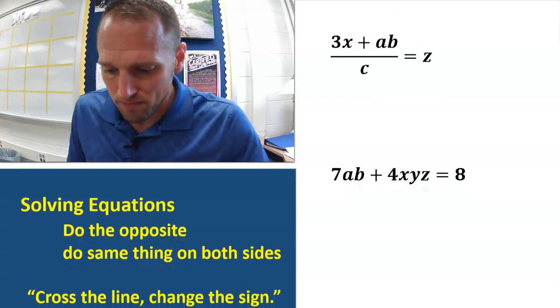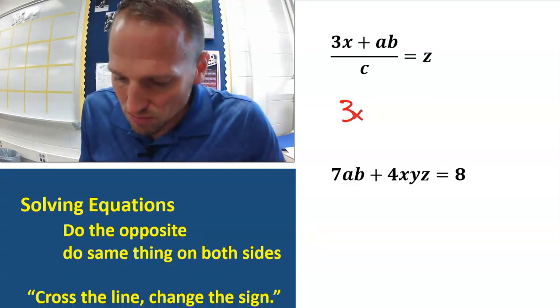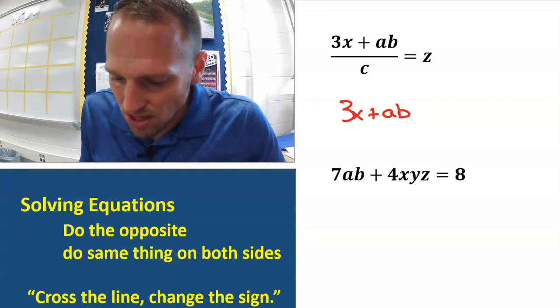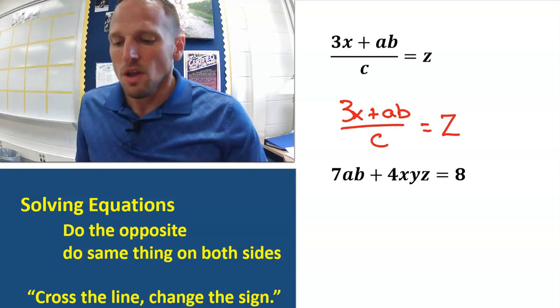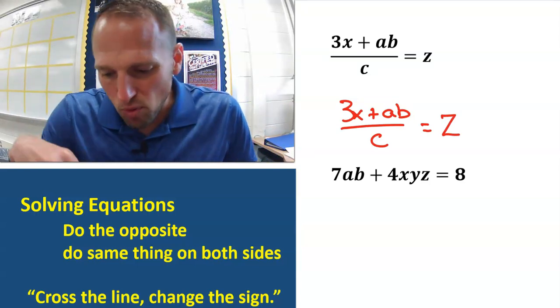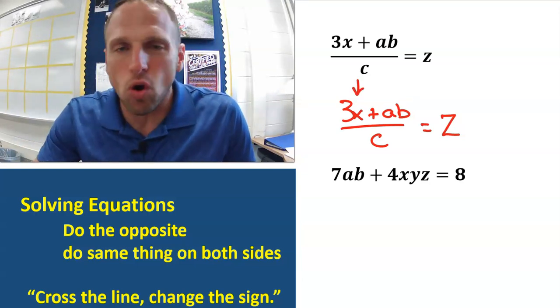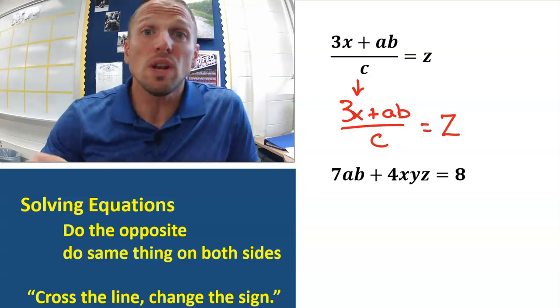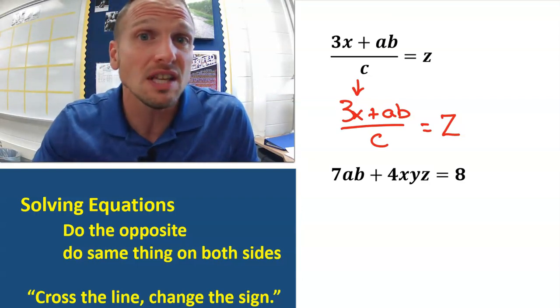Let's do 2 more. While we're at it, these are so easy. 3x plus ab equals c over z. Now, this is a problem because we're solving this for x. We've got to get only the x there. But we know how to do this. We've seen this before. Maybe not with all these letters, but we've seen this before.